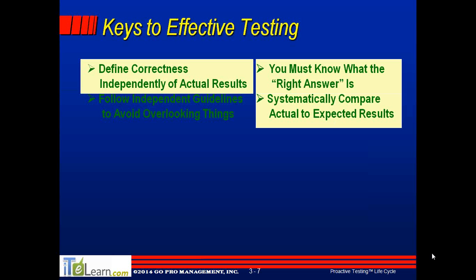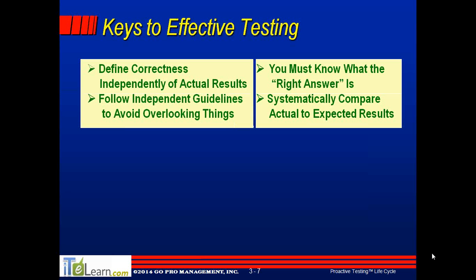And then you need to systematically compare the actual results that you got to the expected results. And I will tell you that there are many people that run tests and don't actually check whether the results they got were the ones that they were expecting. And they can miss a lot of problems that way. So you need to make these concepts conscious and explicit. That's going to make your testing more effective.